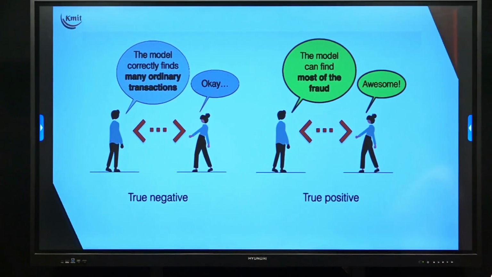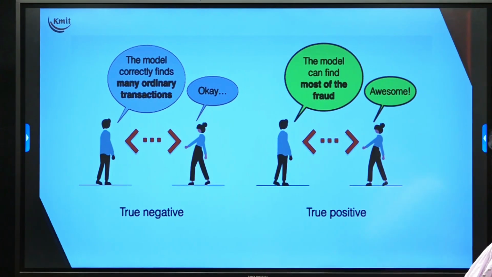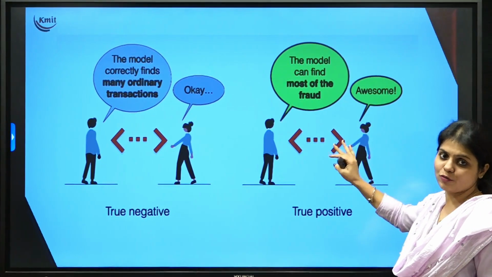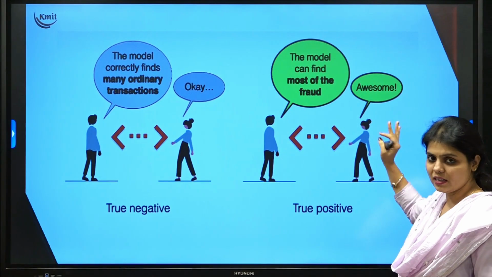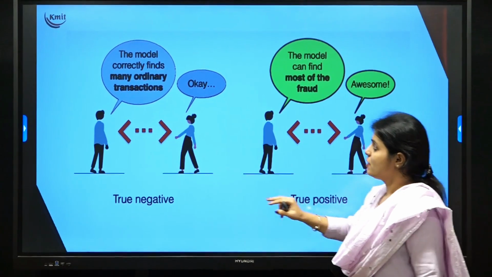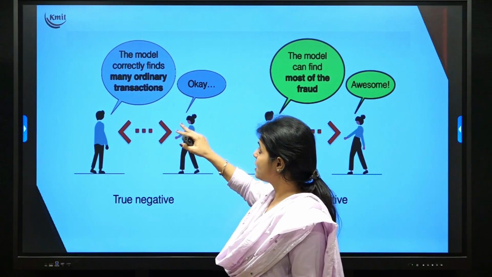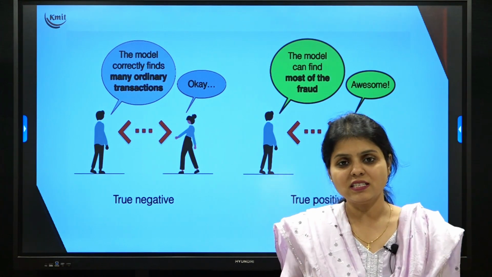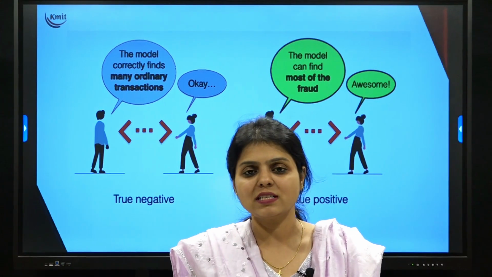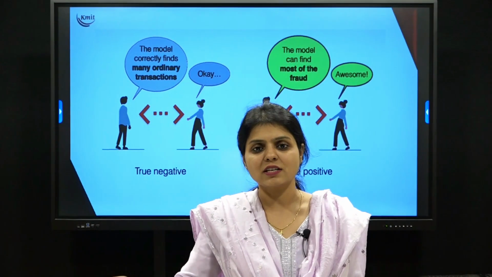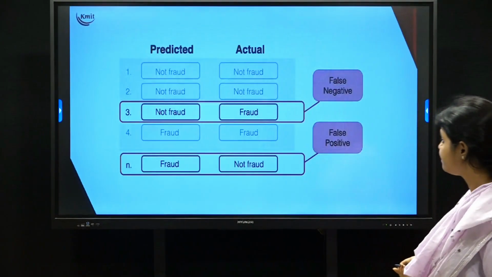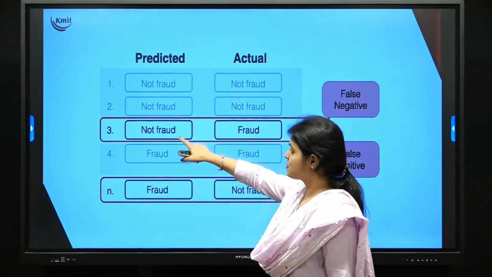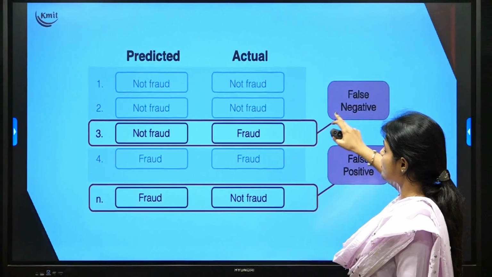For example, when it is true positive, the model can find most of the fraud and we say awesome, the model is able to find it and it is good. Whereas in true negative, the model correctly finds many ordinary transactions. Its prediction is that it is a negative transaction, and the actual transaction is also not fraud. Now, when actually it is fraud but it is predicted as not fraud, that is called false negative.